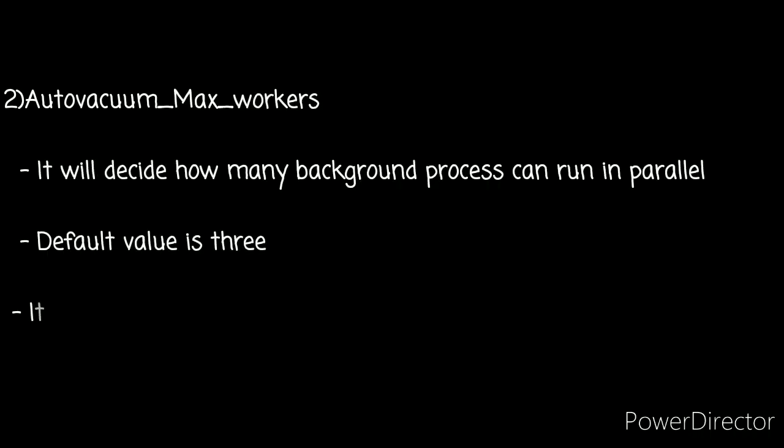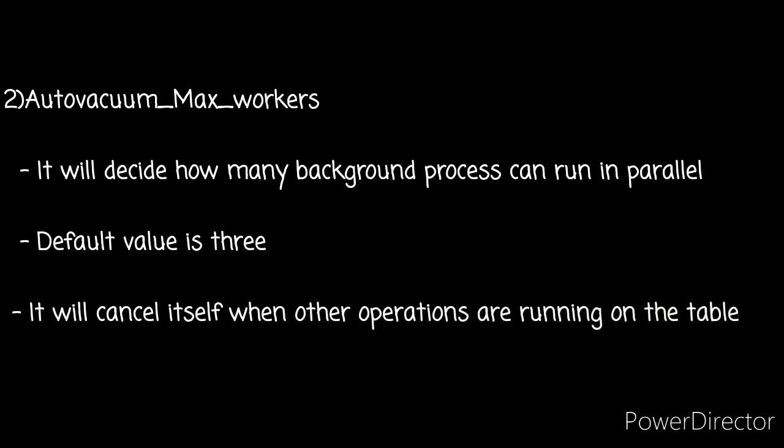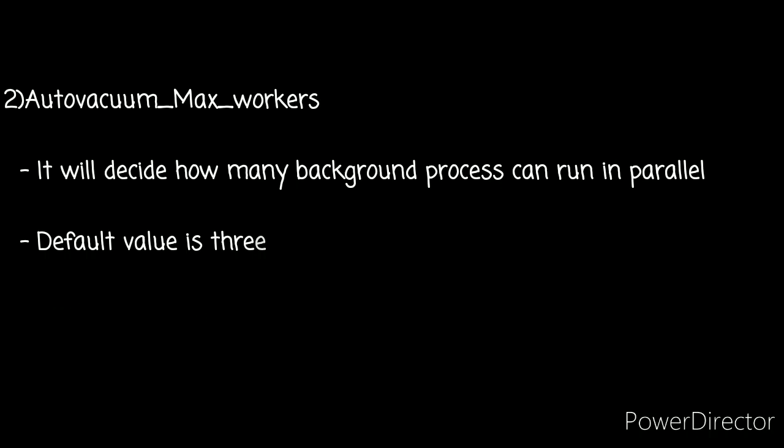How are the autovacuum background processes decided? The autovacuum_max_workers parameter decides how many background processes can run in parallel. The default value is 3. It will cancel itself when other operations are running on the table. The advantage of autovacuum_max_workers is that multiple background processes will run in parallel. In case we have a huge number of tables, autovacuum will run in parallel.